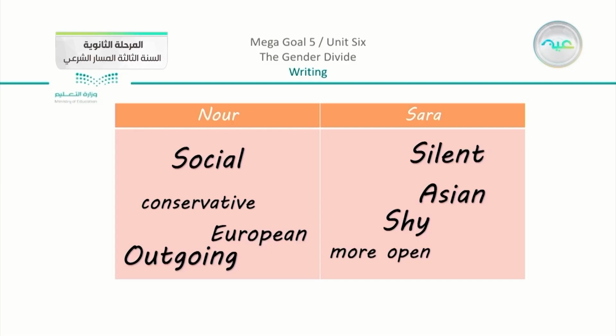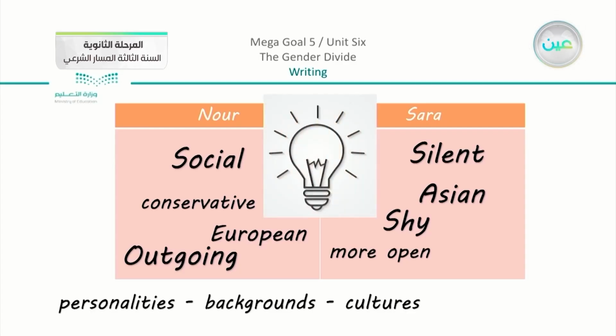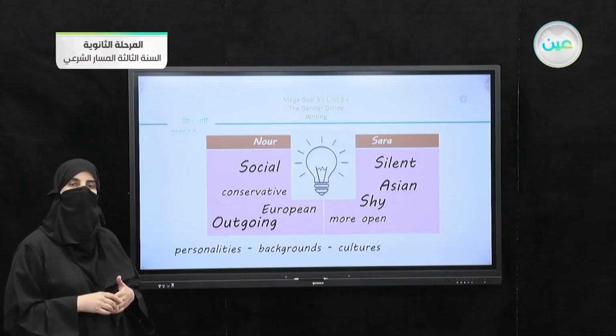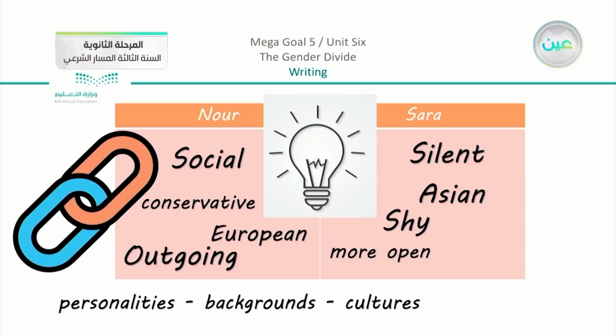Now here we have some ideas. You can, of course, add more ideas, more words, as long as you are thinking about the differences between the two people that you have chosen. But do keep in mind that you are going to mention their personalities, their backgrounds, and cultures. I am going to give examples, or at least one main example, to prove the difference between the two girls. I am also going to link between them and show how they communicate. And I am going to compare in general between their personalities.